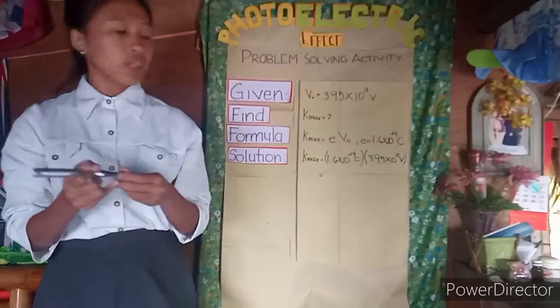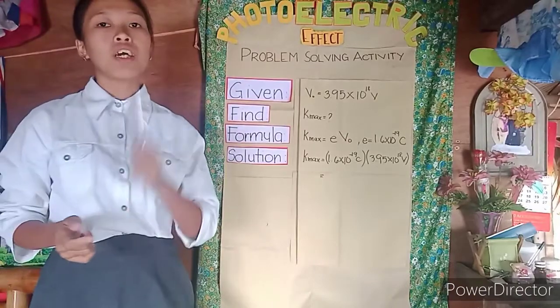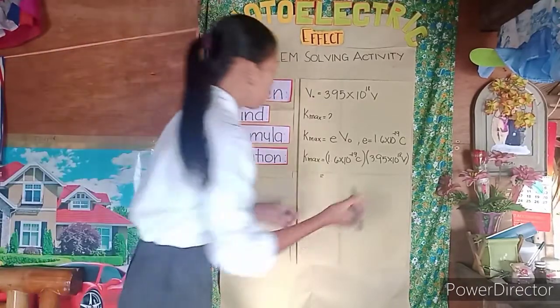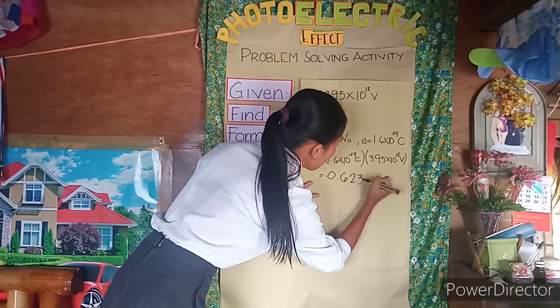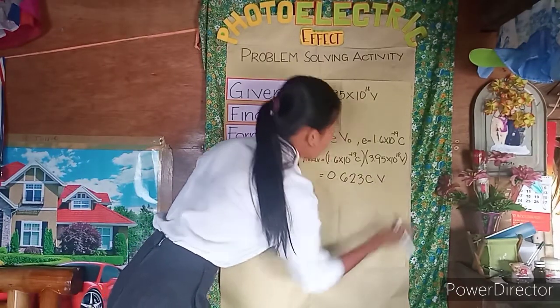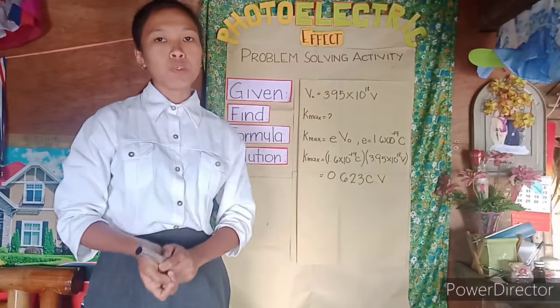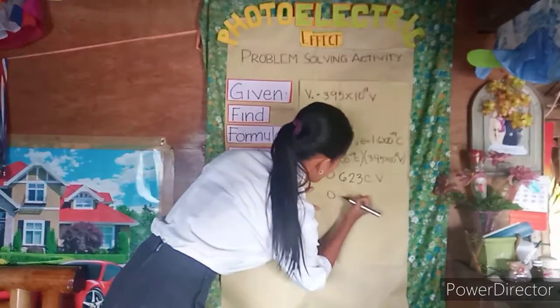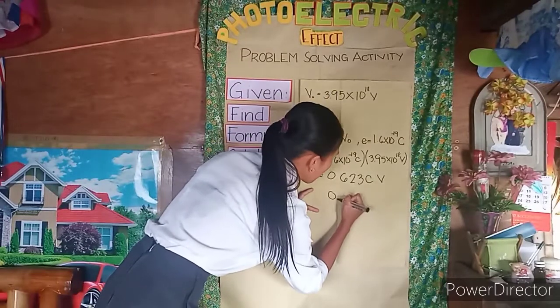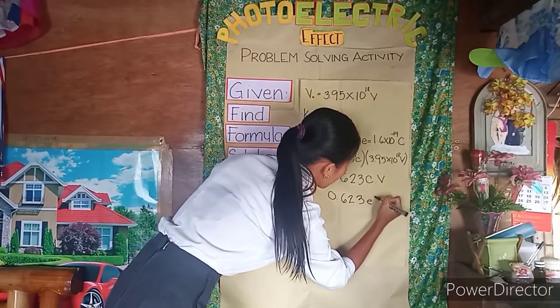we are going to calculate this, we will have the value for the maximum kinetic energy of the photoelectrons of 0.623 coulomb volt, where 1 electron volt is also equal to 1 coulomb volt, wherein 0.623 coulomb volt is also equal to 0.623 electron volt.